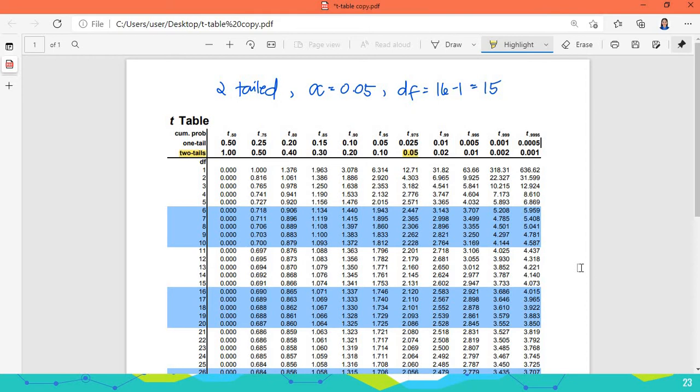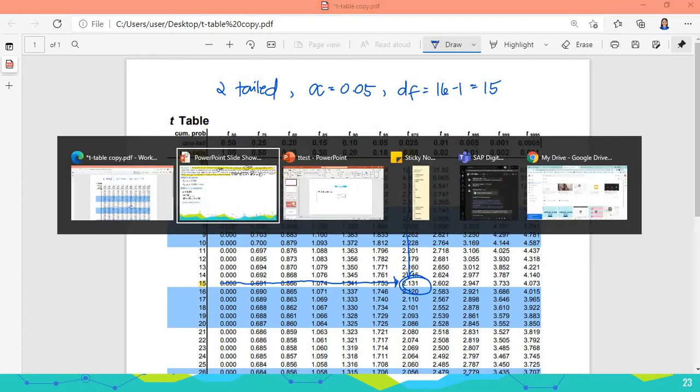Then lastly, to identify the critical value, we need the df, and df is the first column of this table. We determined a value of 15, which is here. Therefore, if we look at their intersection, let me just highlight that. If we look at the intersection of df of 15 and two-tailed alpha equals 0.05, then our intersection is 2.131, and this is our basis for the critical value.